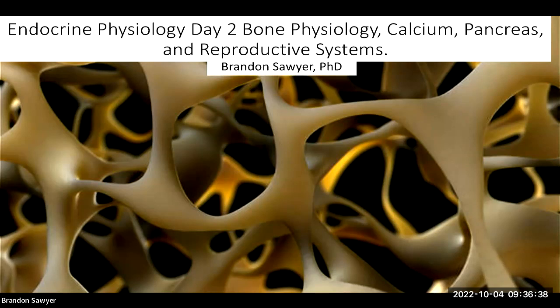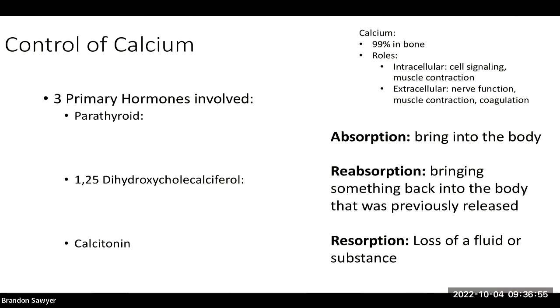Okay. So this is just an image of what are called the trabeculae inside of spongy bone and inside of our long bones. Inside of all of our bones, we have this trabeculae network of that kind of material. It looks like that. So let's talk about calcium first.